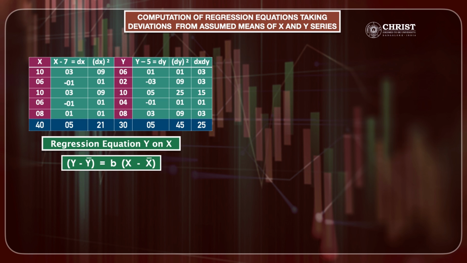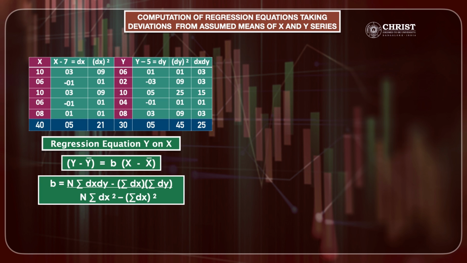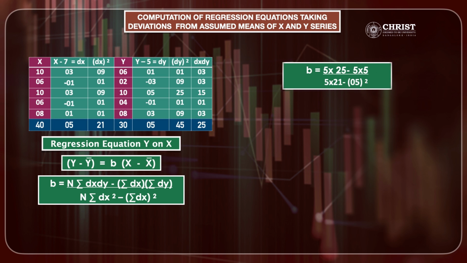Now how do you calculate b? b is equal to n sigma dx dy minus sigma dx into sigma dy, divided by n sigma dx square minus sigma dx the whole square. Now to substitute the values in the equation, we will get b is equal to 5 into 25 minus 5 into 5, divided by 5 into 21 minus 5 square, that is equal to 1.25.